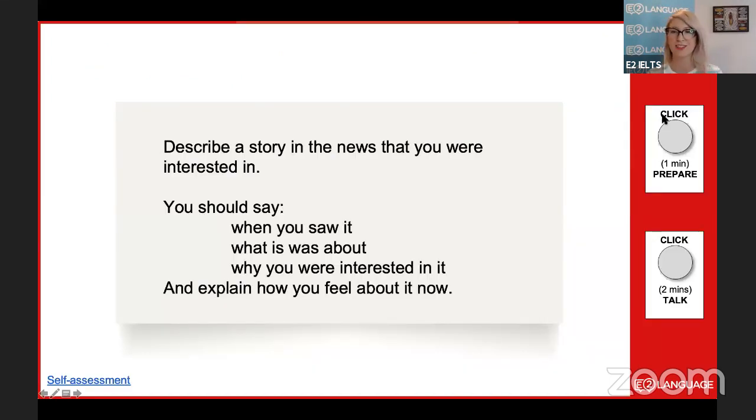First minute, just like in the test, just prepare. So 1 minute, you've got your pen, you're going to take notes. If you don't have your pen, you're just going to think for 1 minute. This is our topic. Describe a story in the news that you were interested in. Great topic. Say when you saw it, what it was about, why you were interested in it, how you feel about it now. Okay, 1 minute, just prepare. Let's do it together. Go.